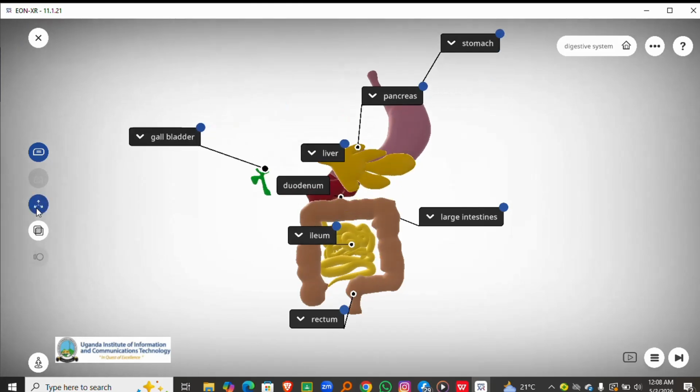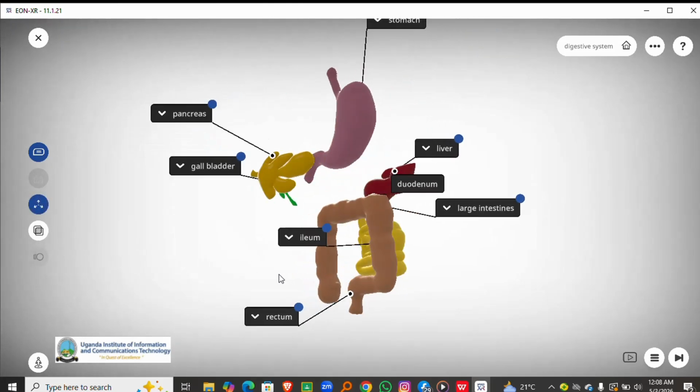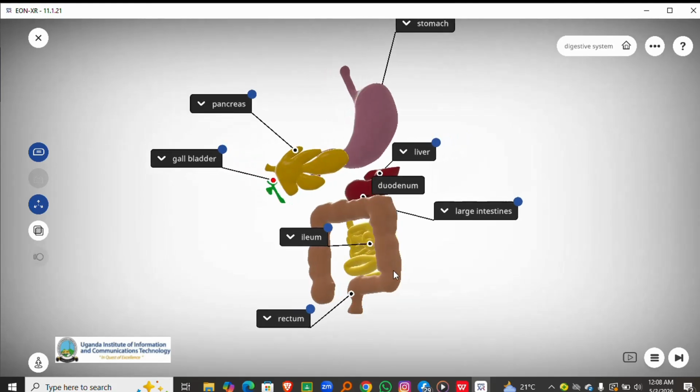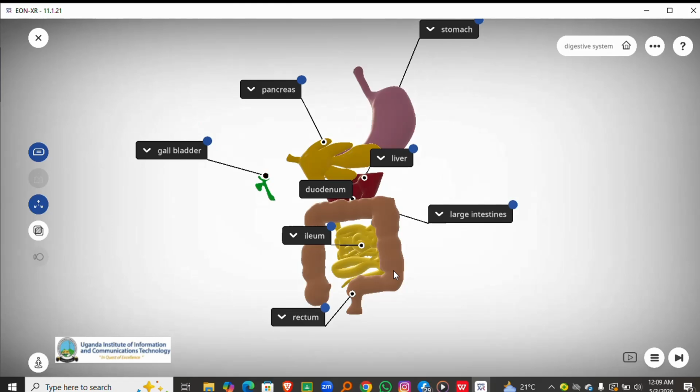If we can separate the parts here, you'll see that the large intestines are this large part. These are the large intestines, or what we call the colon. So when we get into the colon, since the food in the ileum is in more of a fluid, much of the water in this food is going to be removed.